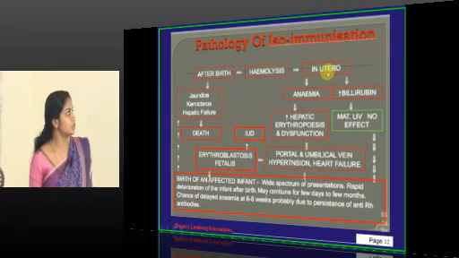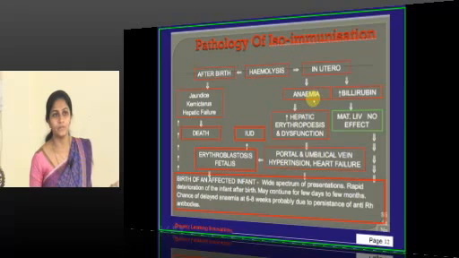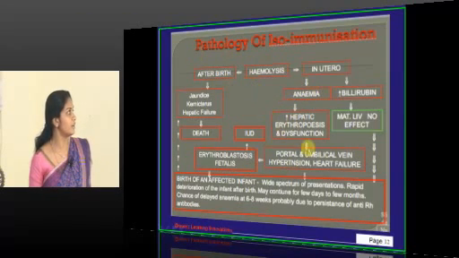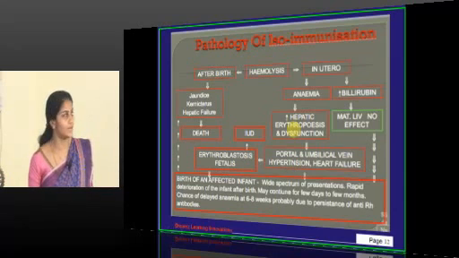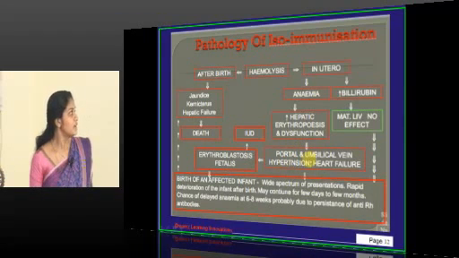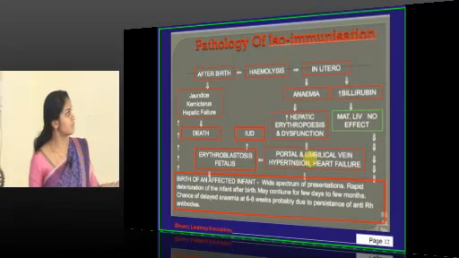Suppose it is occurring in utero, can there be anemia or not? There can be anemia. So what will the body do to compensate? There will be increased erythropoiesis. That's why we see hepatomegaly, splenomegaly and so on. Because of this megaly, there can be portal and umbilical vein hypertension. Finally, there can be heart failure. That's why the anasarca and hydrops fetalis.